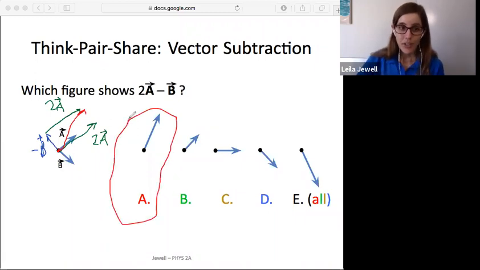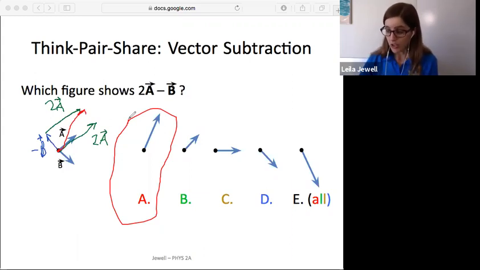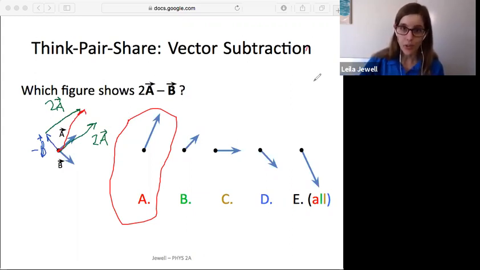All right, so there we've gotten to see some vector addition as well as vector subtraction. And in the next section, we'll get to take a look at the components of a vector, or in other words, how we can truly break a vector down.